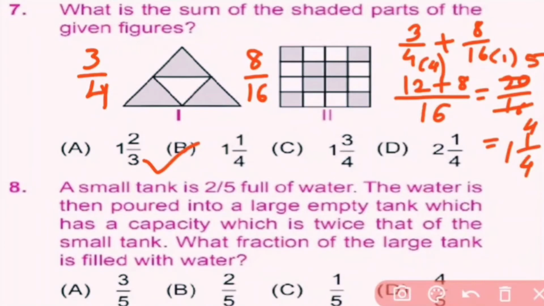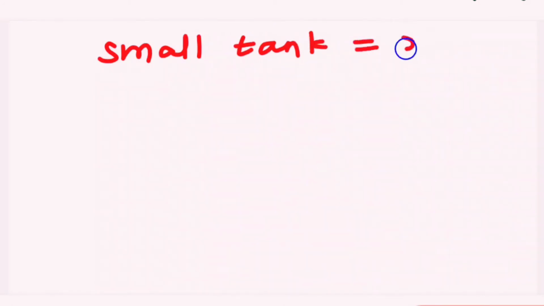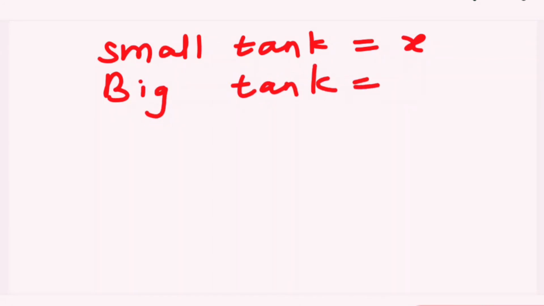Question number 8. A small tank is 2 by 5 full of water. The water is then poured into a large empty tank which has a capacity which is twice that of the small tank. What fraction of large tank is filled with water? Here we consider the capacity of small tank as x. So capacity of big tank is double of small tank, so 2x, and water in small tank is 2 by 5x.